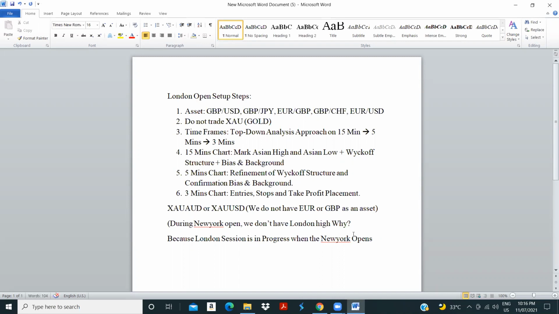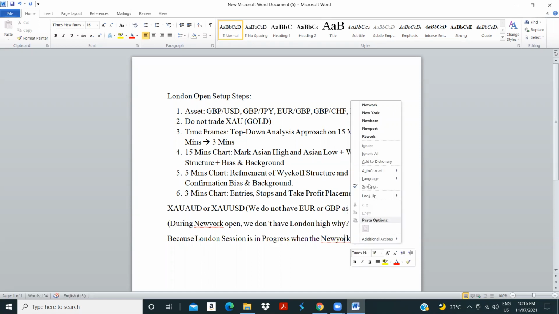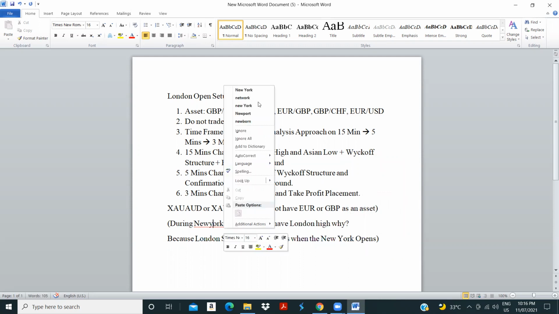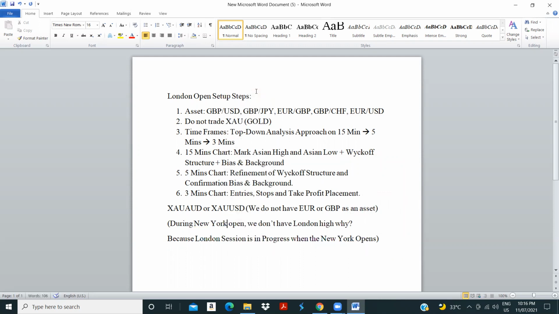No confusion. And I think this difference is very clear with regards to Asian open, because the Asian session is first closed and then London is open. That's why I said that we have a bit different setup. New York Open setup is a bit different from the London Open setup. I think you understand now. All right.